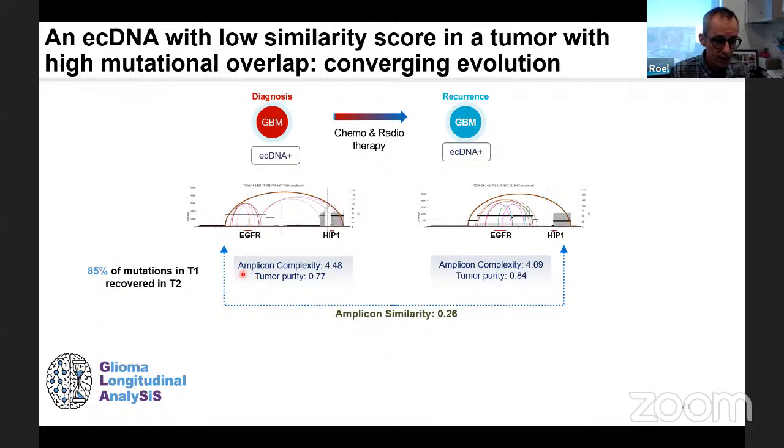For example, here we have a tumor sample where, in terms of point mutation, the tumor is actually very similar. Again, this is a glioblastoma tumor. 85% of the T1 mutations are recovered at T2. So this is a very similar tumor despite the presence of chemo and radiotherapy. But the amplicon that results in amplification of EGFR is actually quite different. We see here an EGFR amplification that has this structure, and there's a different structure at time point two, and indeed the amplicon similarity is relatively low. So this is an example of converging evolution, where the tumor seems to develop the same genomic alteration twice.